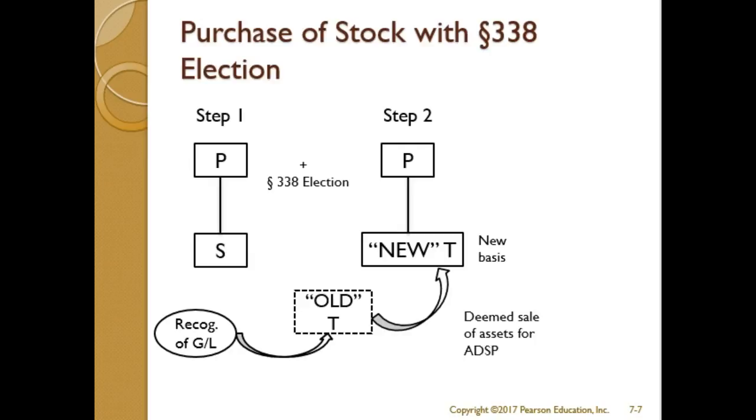So here's the thing. You don't want to do this because you have to recognize gain or loss. Okay, so there's not a lot of reason to do this Section 338 election unless the target corporation has NOL carryforwards that haven't been used up.